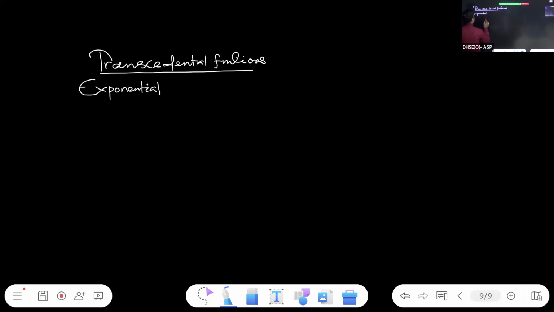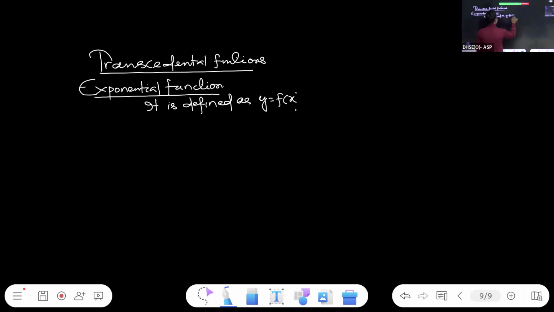Exponential function. It is defined as y is equal to f of x is equal to a raised to the power x. What is a? A is a constant and it is greater than 0, a greater than 0 and a not equal to 1.